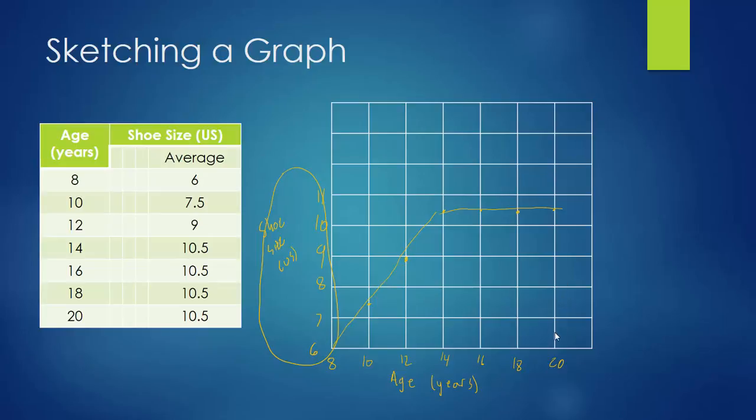But when you choose a scale, you always have to keep the step constant, which means if this is a difference of 2, it's always a difference of 2. If this is a difference of 1, it's always a difference of 1. I couldn't go 6, 7.5, 9, 10.5. That's not allowed. You can't do that. Every step on the graph needs to represent the same change in measurement.